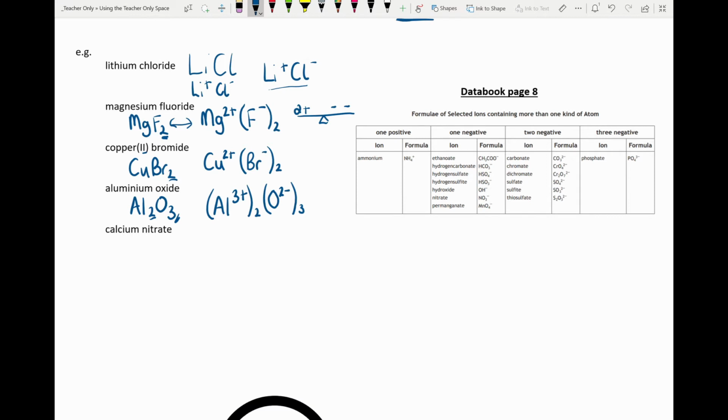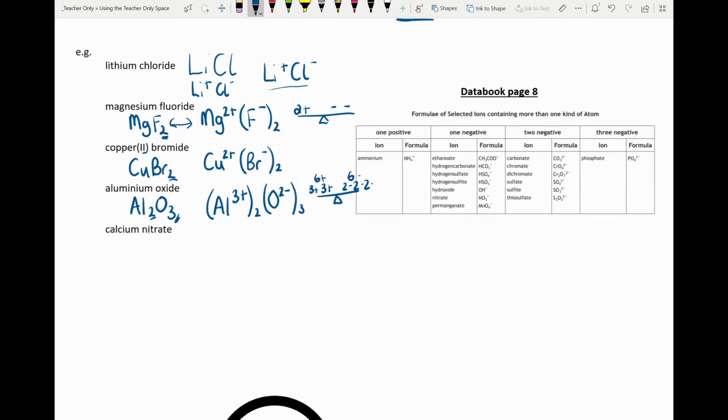And again, if we think about our seesaw, we've got a 3 plus and a 3 plus. We've got 2 of them. That's 6 plus in total on one side of the seesaw. And we've got a 2 minus, 2 minus, 2 minus on the right hand side of the seesaw, which is a total of 6 minus.